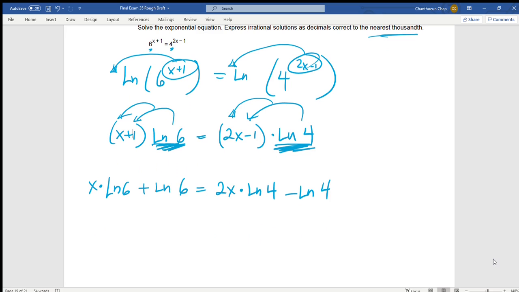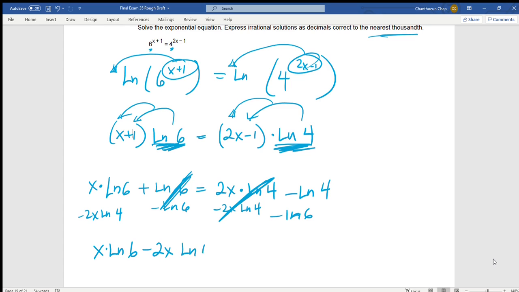We'll get the x's on one side, so let's subtract the natural log of 6 from both sides. And I'm also going to subtract 2x natural log of 4 from both sides. So this gives me x natural log of 6 minus 2x natural log of 4 equals negative natural log of 4 minus natural log of 6. Do not feel tempted to simplify this as natural log of 10. This is not possible. Leave it as this, and we're going to solve for x.